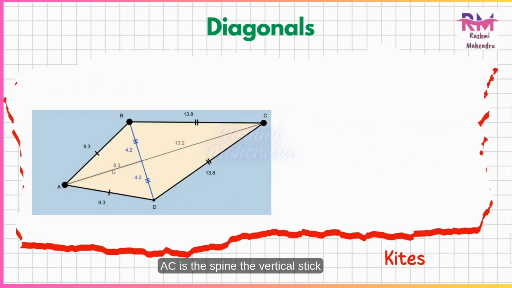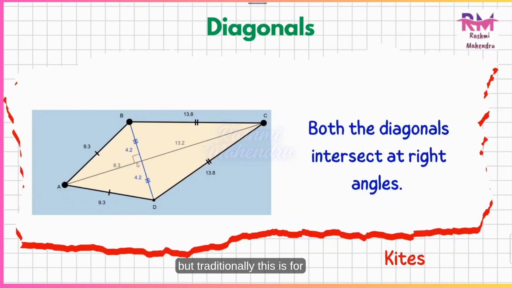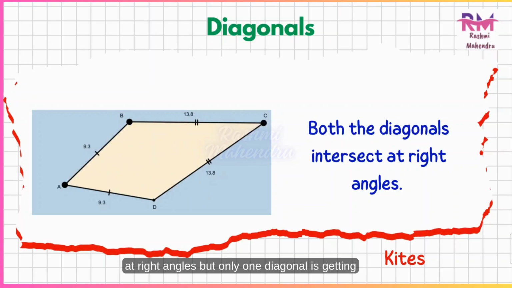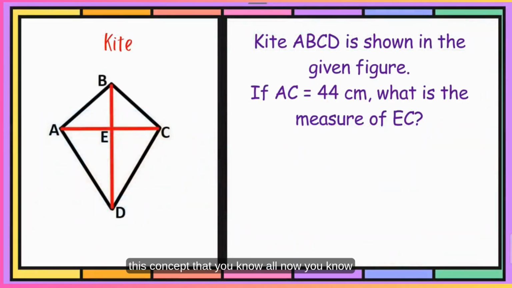AC is the spine, the vertical stick, and it is dividing the spar, that is the shorter stick, into two equal parts. And I have told you previously, we've discussed also, for a better flight, though the spar can be curved and other shapes also, traditionally this is for better support, 90 degrees. So both the diagonals intersect at right angles, but only one diagonal is getting bisected or getting divided into two equal parts.